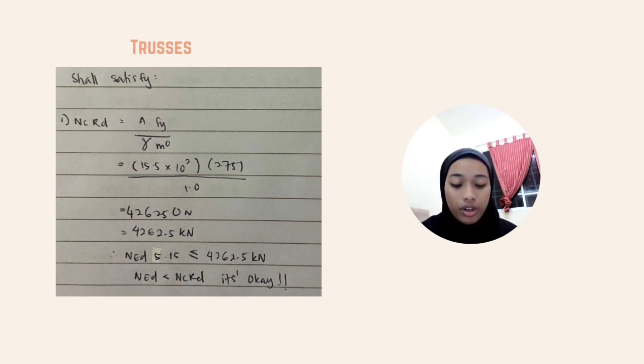So now I want to explain the calculation for thrust. So first step is N_c,Rd. The formula is area times fy divided by gamma M0. So after calculation, I got the N_Ed 5.50 less than or equal to 4262.5 kilonewton. So N_Ed less than N_c,Rd is okay.